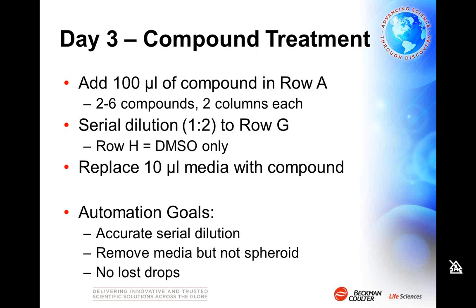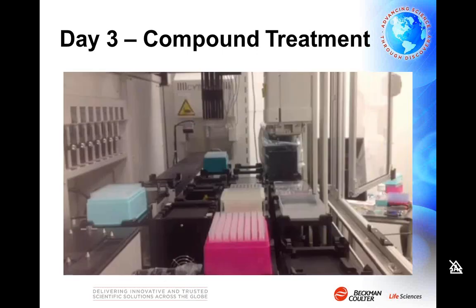We then replaced 10 microliters of the media in the droplet with the compound containing media and incubated those cells for 24 hours. Our automation goals here were to have an accurate serial dilution, to be able to remove the media without disturbing the spheroid, as Nikki demonstrated earlier, and to ensure that we had no lost drops due to either movement or pipetting. This will be a brief video showing the automation that was occurring.